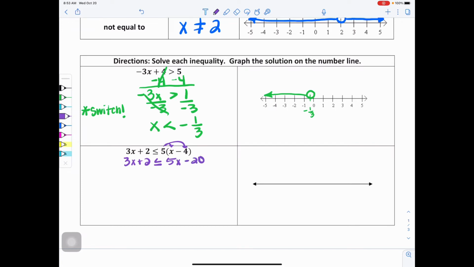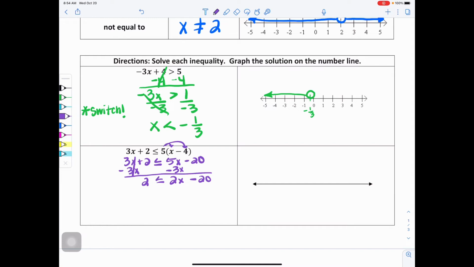Then I'll look for like terms on the left. I don't have any. Like terms on the right. I don't have any. Then I go to variables on both sides. That I do have. Because it's even in size, you can either get rid of 3x or the 5x. I'm going to choose to get rid of the smaller one, which is 3x. Since that's positive, I'm going to subtract. Whatever I do to one side, I must do to the other. So 2 is less than or equal to 2x minus 20.